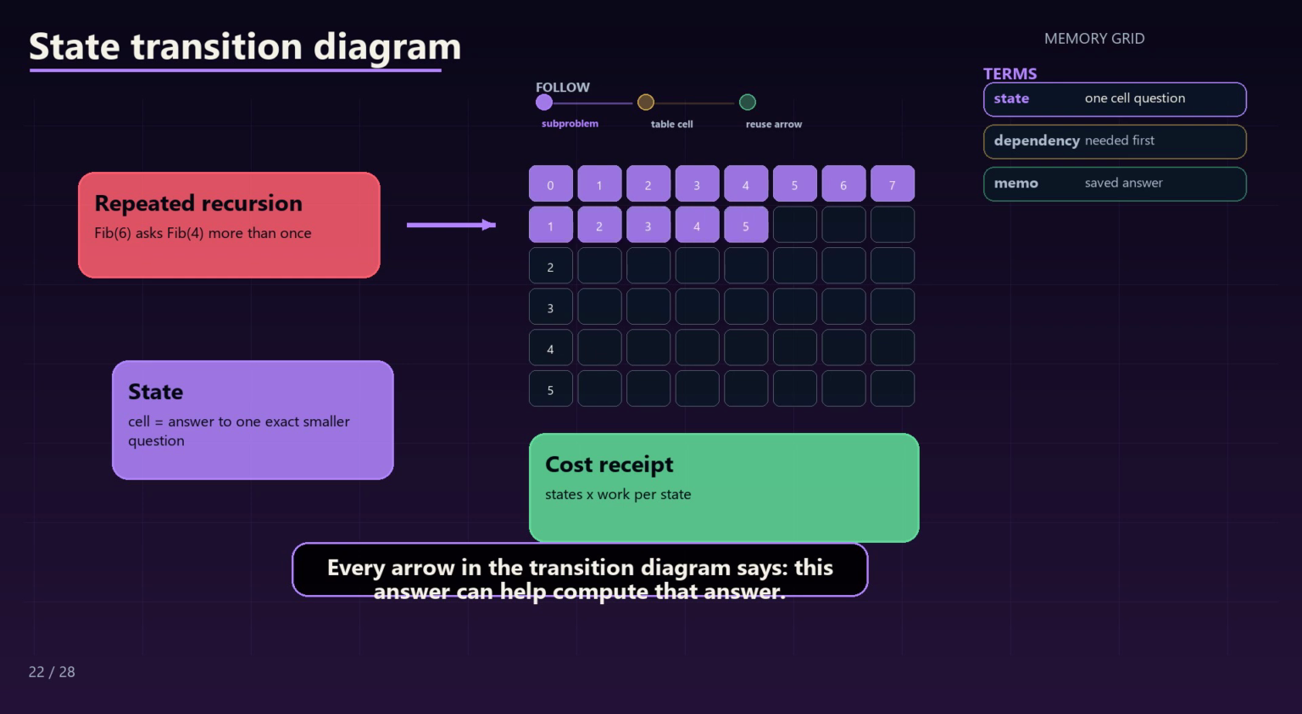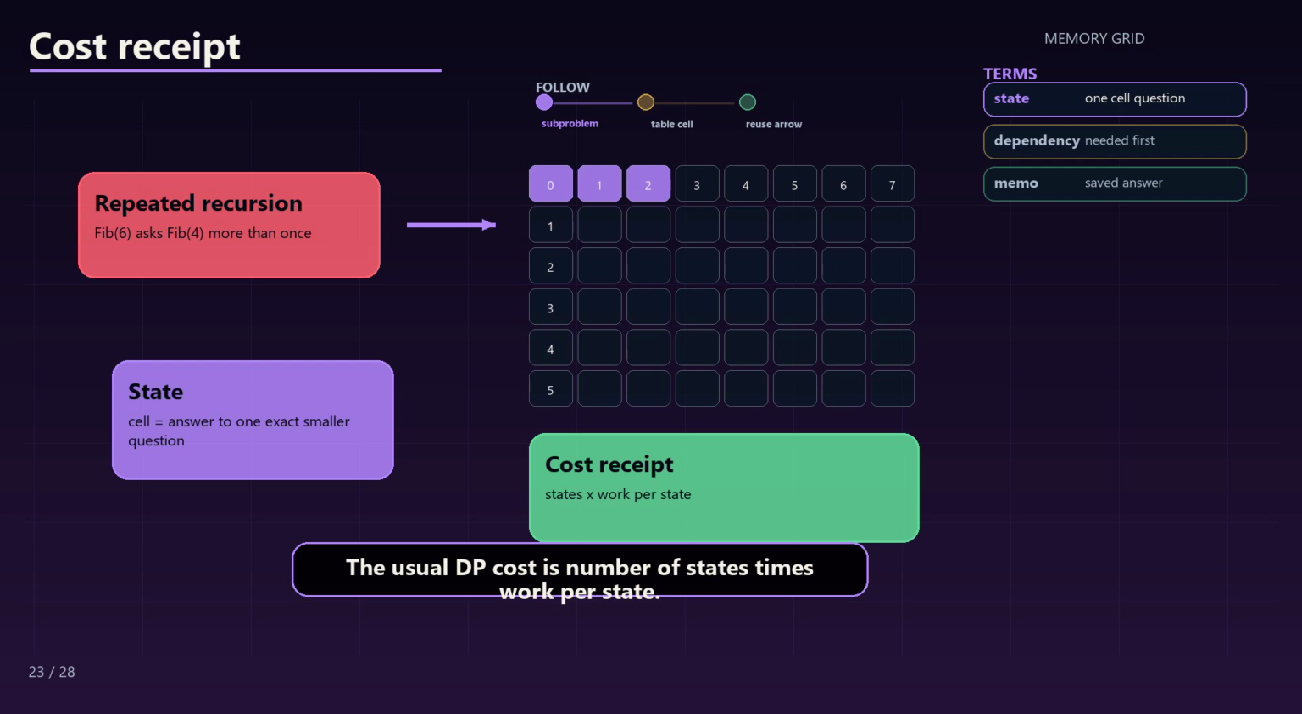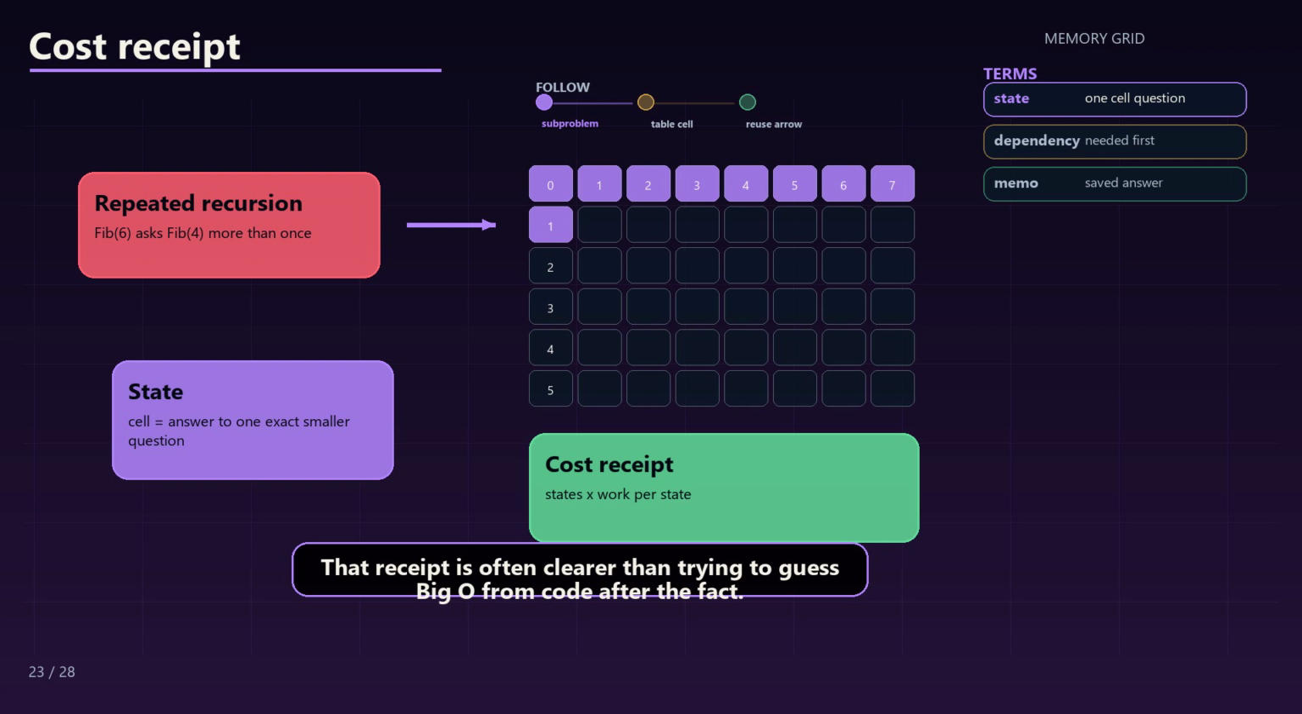Every arrow in the transition diagram says, this answer can help compute that answer. The table is just a systematic way to walk those arrows. The usual DP cost is number of states times work per state. That receipt is often clearer than trying to guess big O from code after the fact.